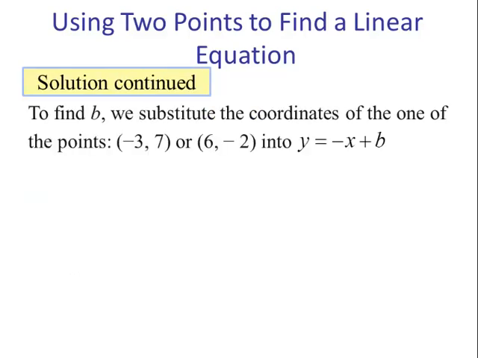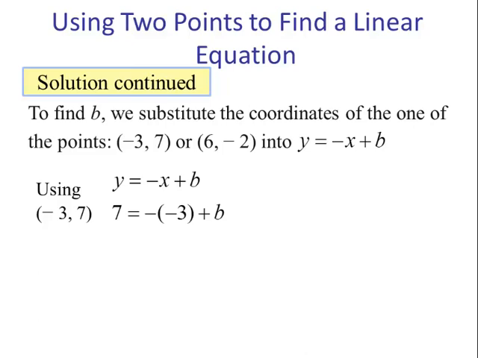Now we need to find b. So we substitute the coordinates of one of the points, either negative 3, 7 or 6, negative 2, into y equals negative 1 times x plus b. So if I use negative 3, 7, we have 7 equals negative 1 times negative 3 plus b, which gives us 7 equals 3 plus b. Subtracting 3 from both sides, we see that b is 4.